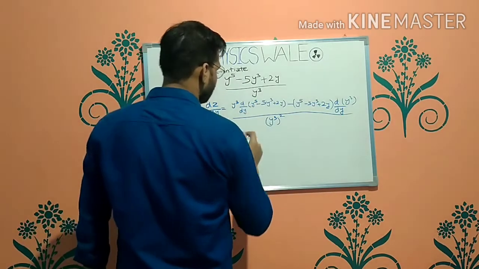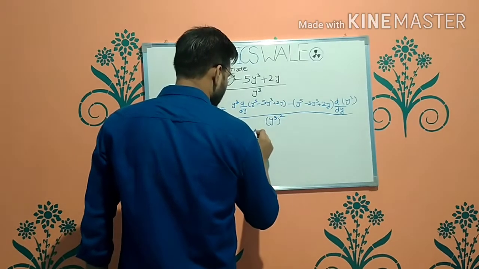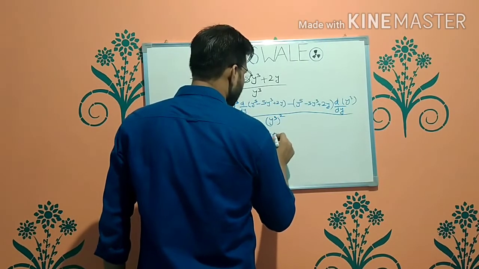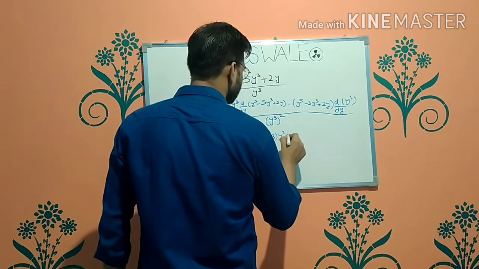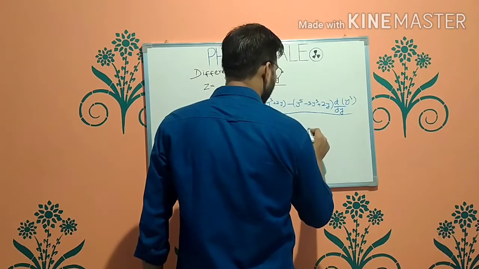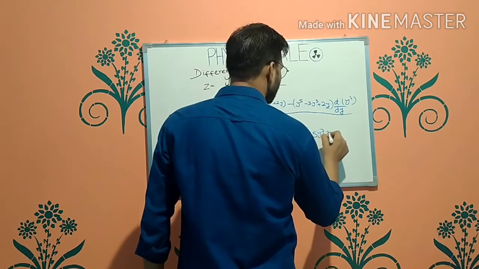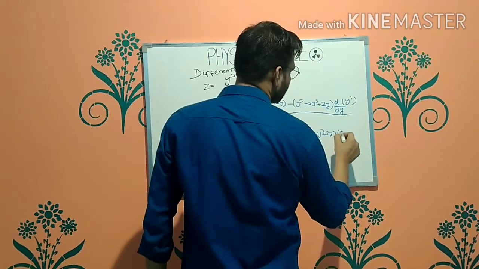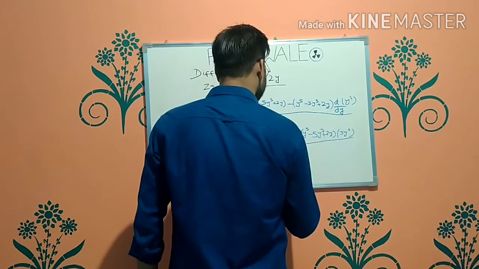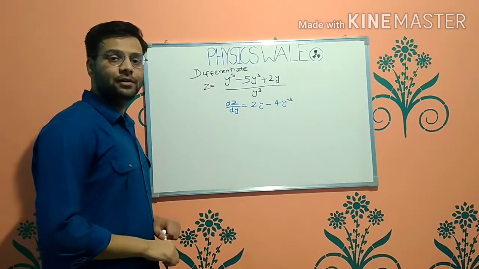So we will be solving it directly. Y cube, differentiation of y to the power 5 will be 5 times y to the power 4 minus 5 times 3 y square plus 2, minus y to the power 5 minus 5y cube plus 2y, and differentiation of y cube will be 3y square, whole divided by y to the power 6. dz by dy equal to 2y minus 4 times y to the power minus 3.